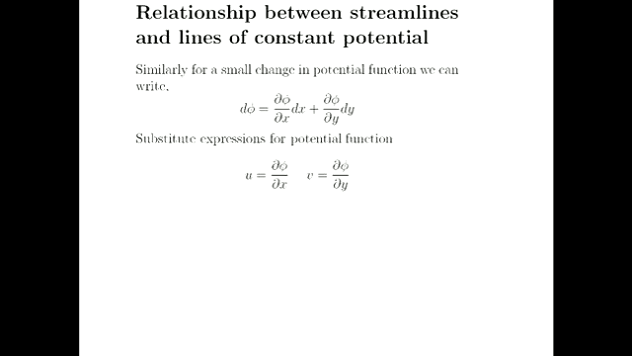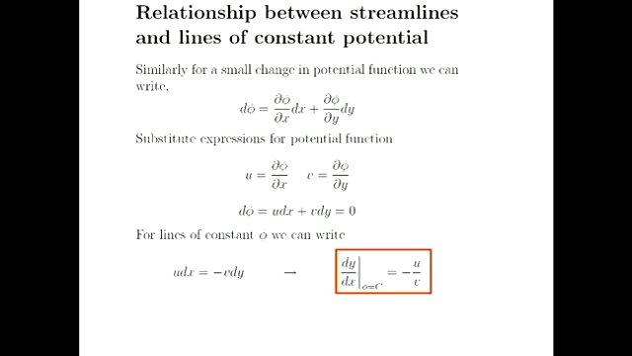So u is equal to d phi dx, and v is equal to d phi dy. And again, for a line of constant potential function, d phi is going to equal 0. So I get u dx plus v dy is equal to 0. So u dx is equal to minus v dy. So dy dx is going to be equal to minus u on v. Okay? So the gradient dy dx for a line of constant potential function is equal to minus u on v.